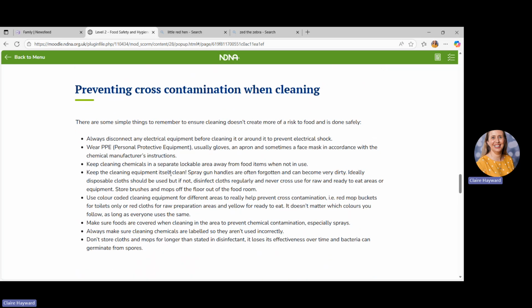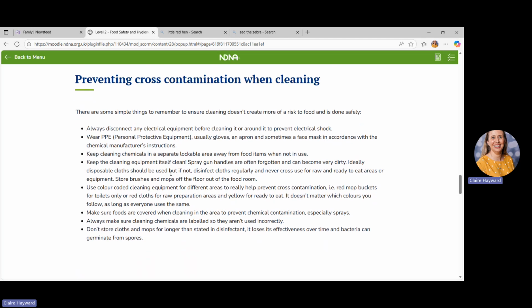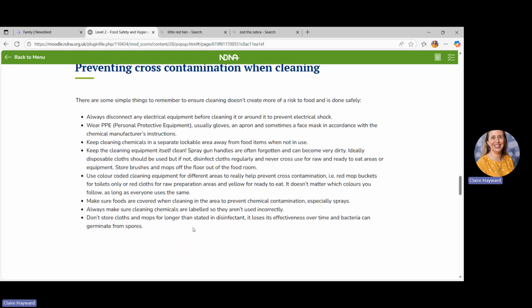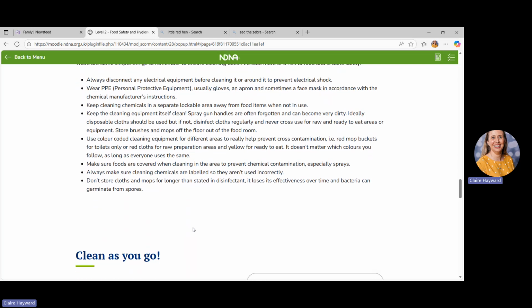Preventing cross-contamination when cleaning. There are some simple things we need to remember to ensure cleaning doesn't create more of a risk to food and is done safely. So always disconnect any electrical appliances, wear PPE, keep cleaning chemicals in a separate lockable area, keep the cleaning equipment itself clean, use color-coded cloths and equipment, make sure foods are covered when cleaning, always make sure cleaning chemicals are labelled, and don't store cloths and mops for longer than stated in the disinfectant instructions.